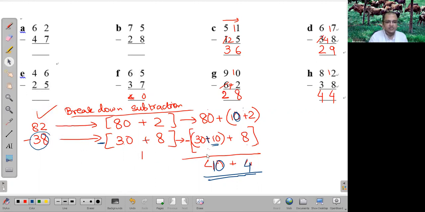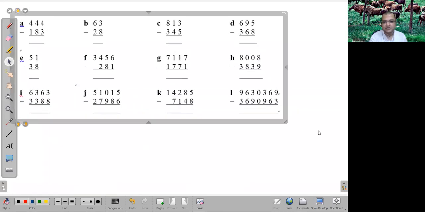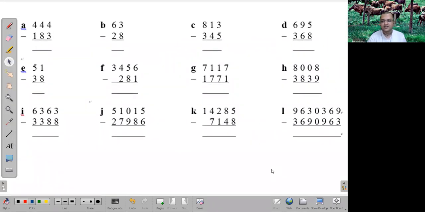Okay, so this is done. Now let's move on to the next exercise. Here we will have very easy subtraction, easy level of subtraction. It is quite simple.